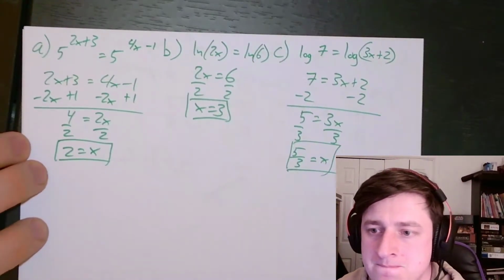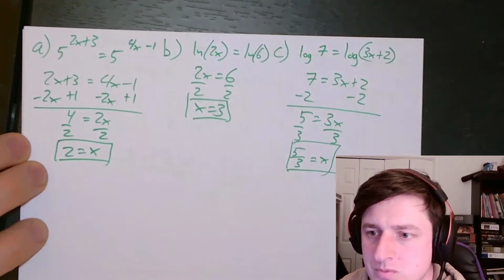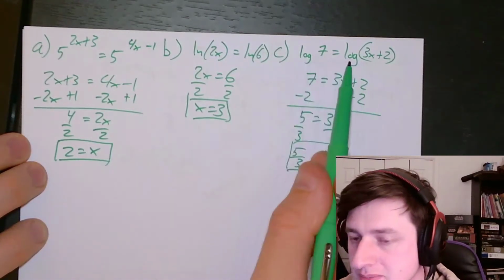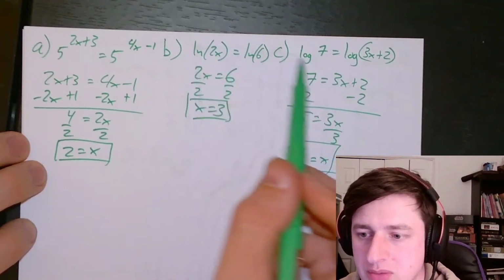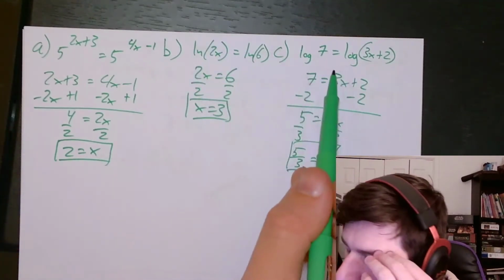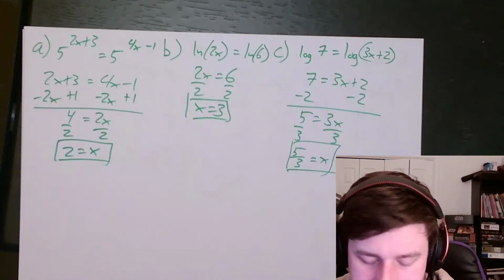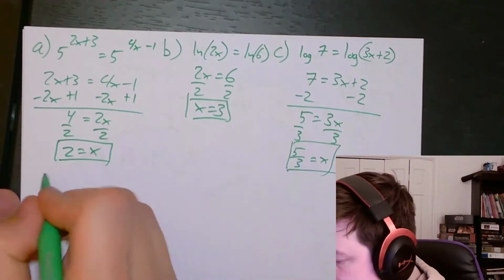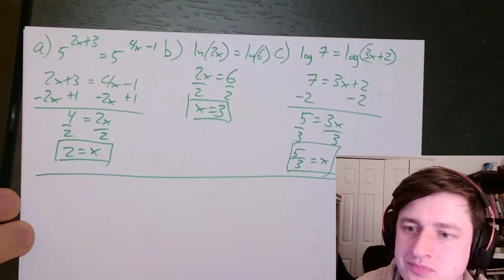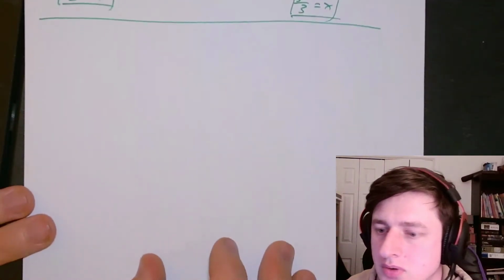Okay. So same kind of logarithm, same base. It doesn't need to be 10 or e. It could be anything. As long as it's the same, the insides have to equal each other.